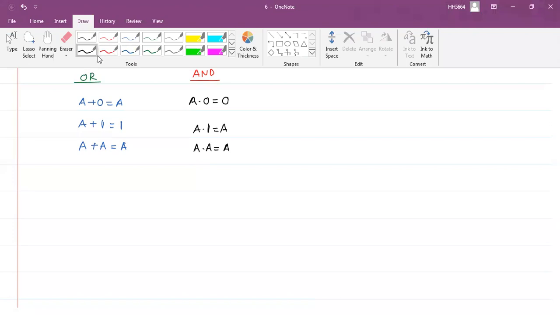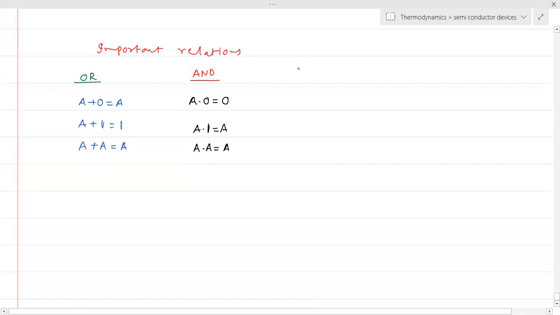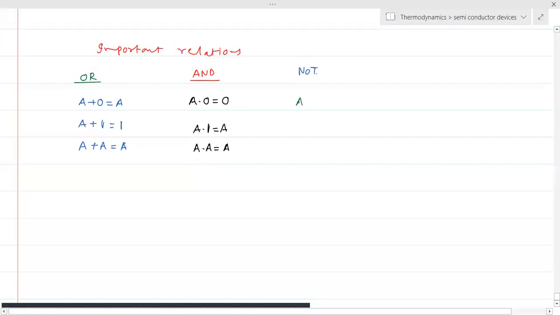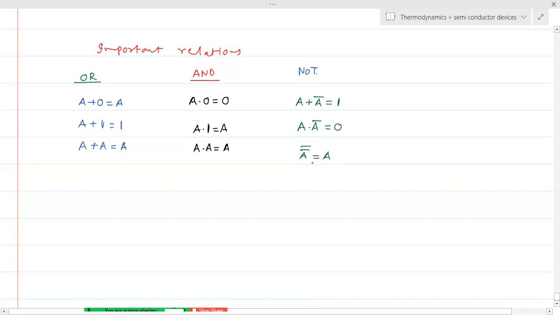I'm not interested to take that. So not related means inverse related. So here I'm taking A plus A bar. This is very important: A plus A bar equivalent to 1. And this is also very popular: A dot A bar equal to 0. And this upcoming thing is very important: A bar whole bar means automatically it is A.